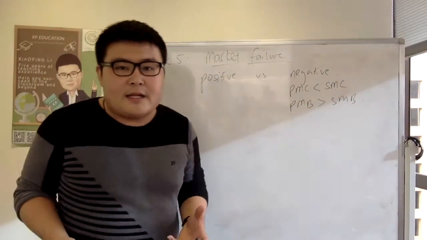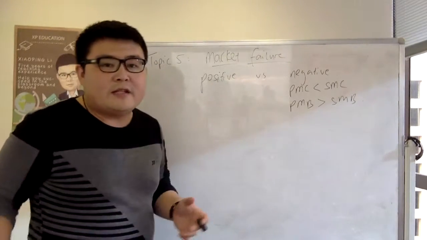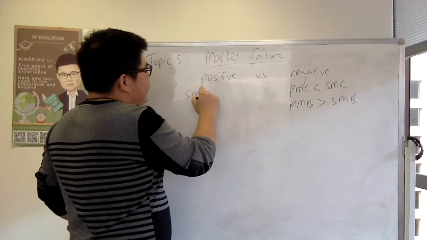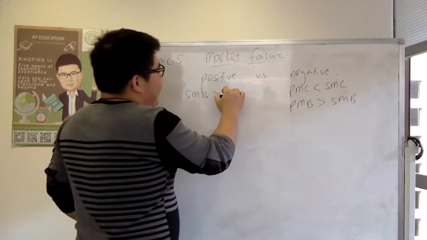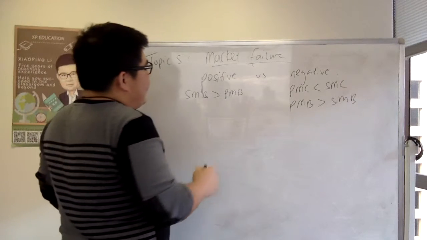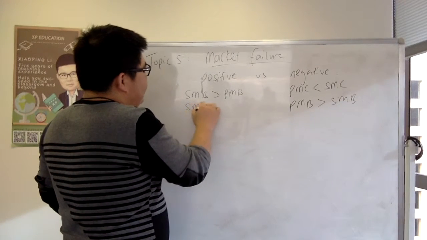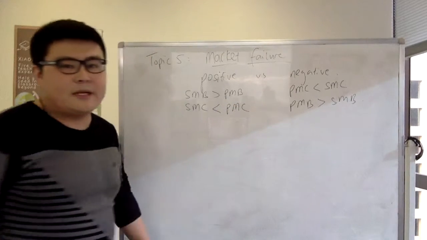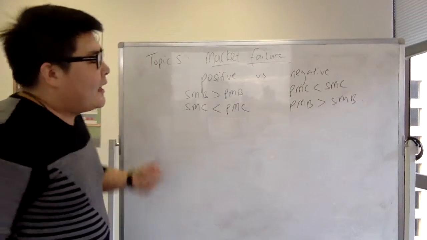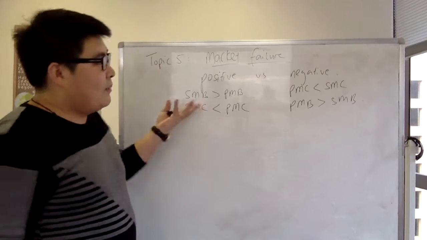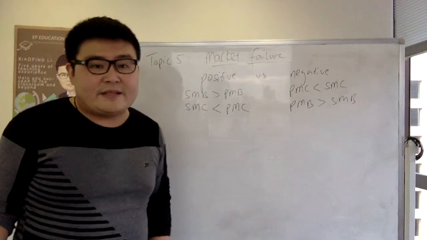Now, the other side is when we have the positive externality. Positive externality comes when the social marginal benefit is greater than our private marginal benefit. Or we can say that our social marginal cost is going to be smaller than the private marginal cost. Okay? Now, as you can see, there are two different types in terms of each scenario in explaining a positive versus a negative externality, yes?